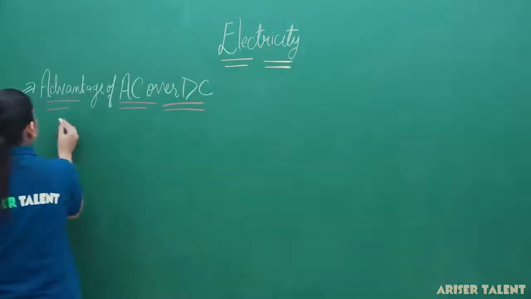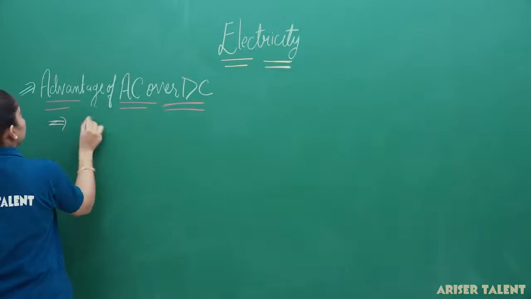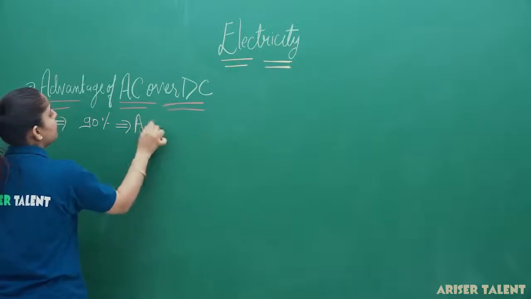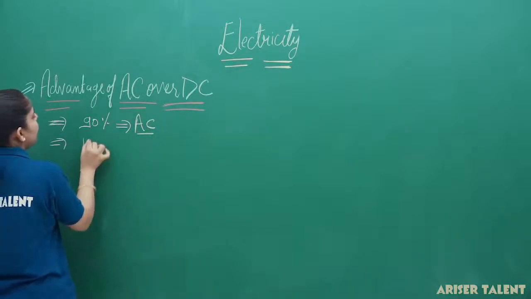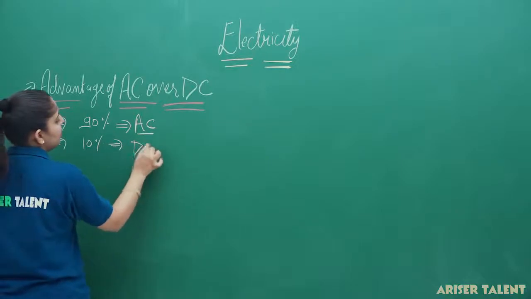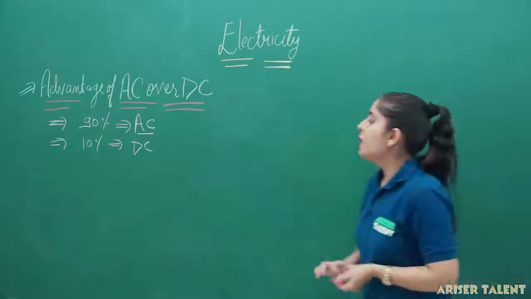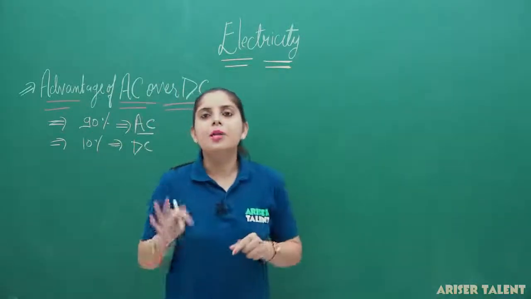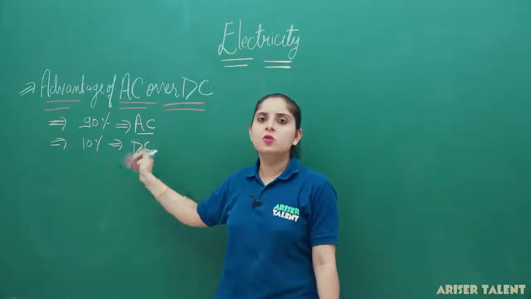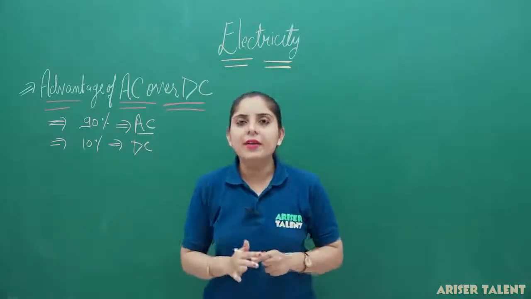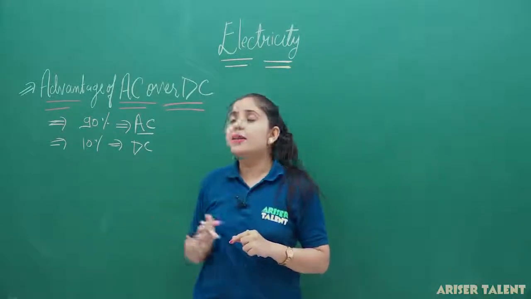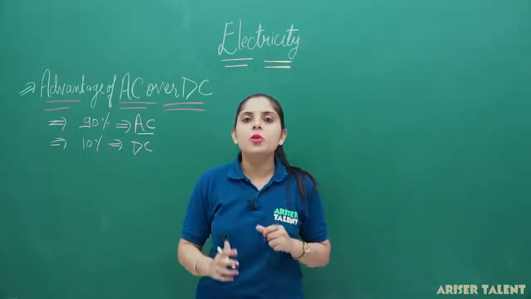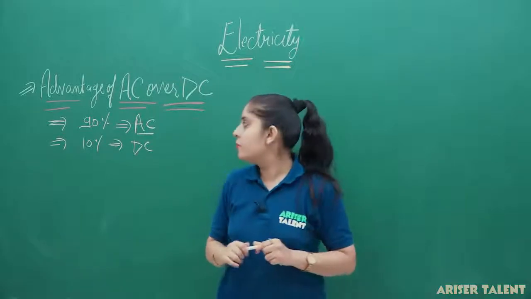Firstly, 90% of what we use is AC and the remaining 10% is used as DC. This is for the world. So 90% of the power generated in the world is in the form of alternating current, but only 10% of the power generated is used as DC current. Now, in India, the alternating current changes its direction every 1/100 of a second. So the frequency used in India is 50 Hz, which we have discussed earlier.